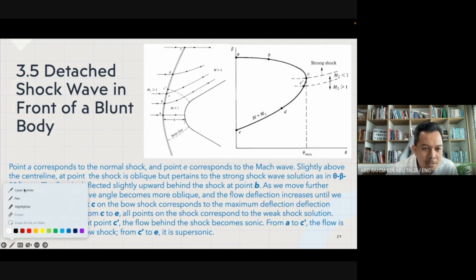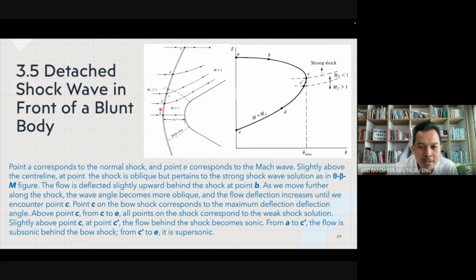Point A corresponds to the normal shock, just in front of the sonic distance, and point E corresponds to the Mach wave at the edge of the bow shock. Slightly above the center line, the shock is oblique but pertains to the strong shock wave solution as in the theta-beta-Mach number figure. The flow is deflected slightly upward behind the shock at point B.